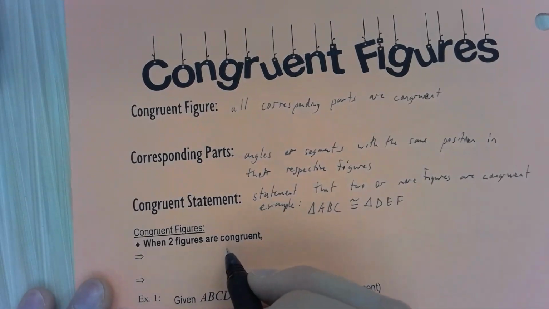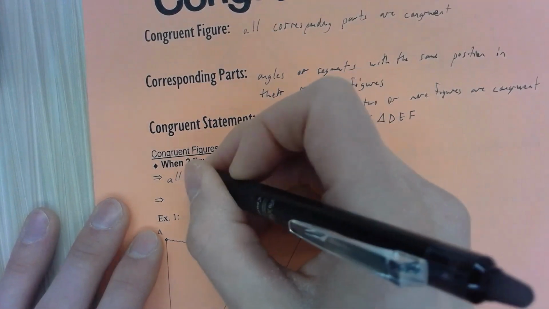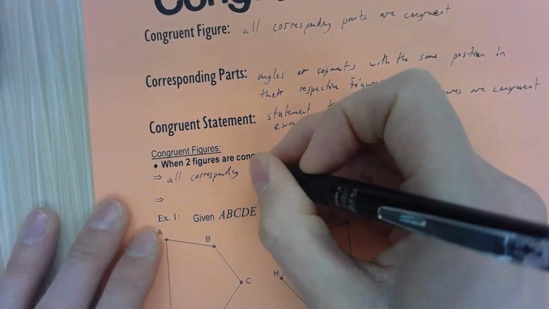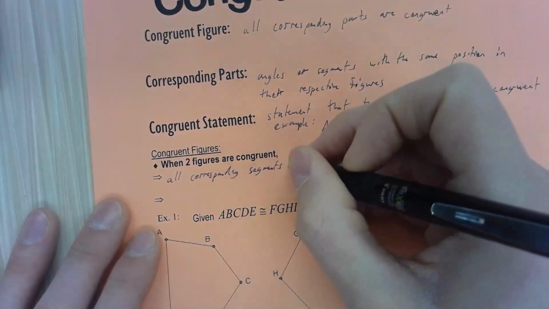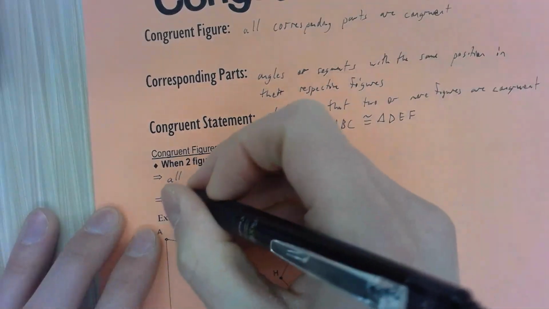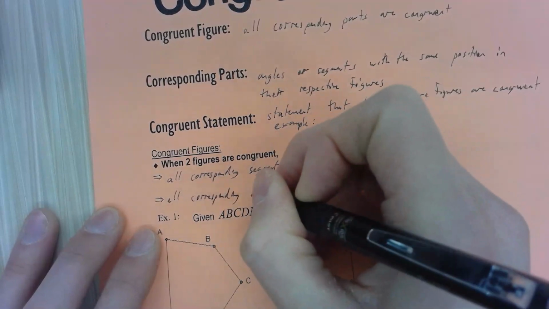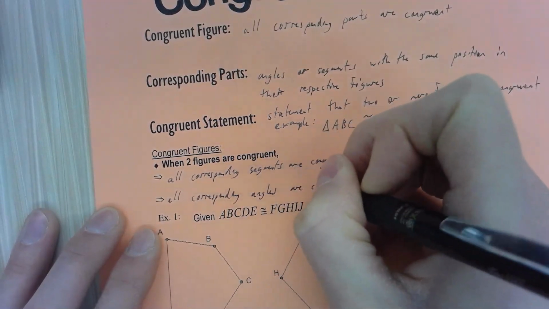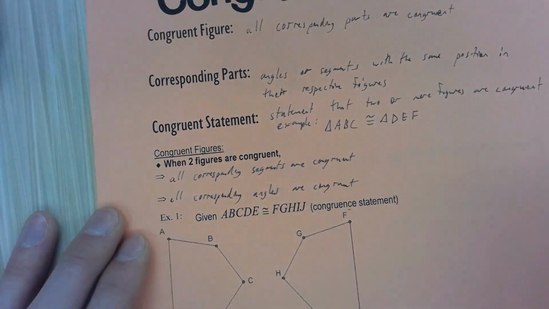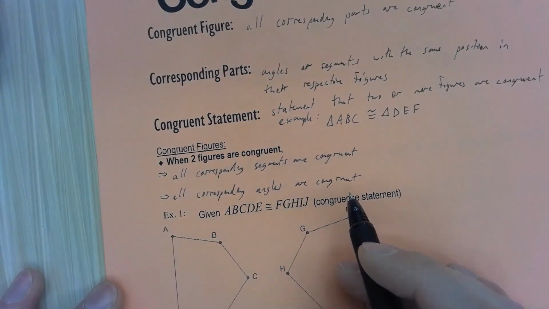So when two figures are congruent, all corresponding segments are congruent. All corresponding angles are congruent. When two figures are congruent, all corresponding segments are congruent, and all corresponding angles are congruent.